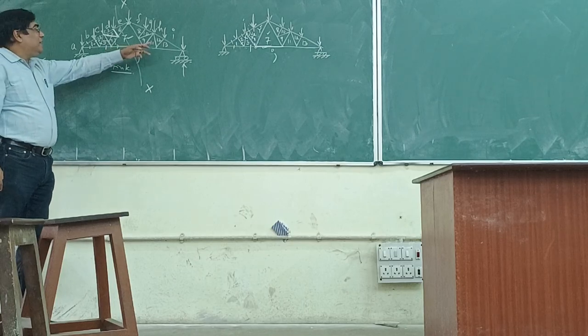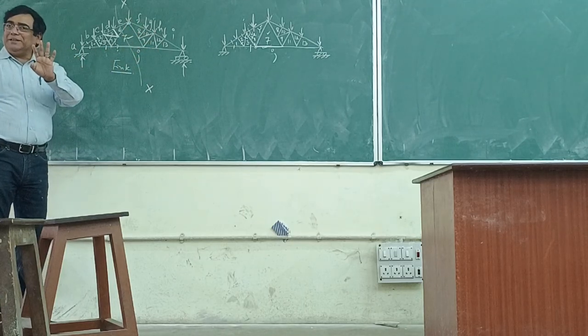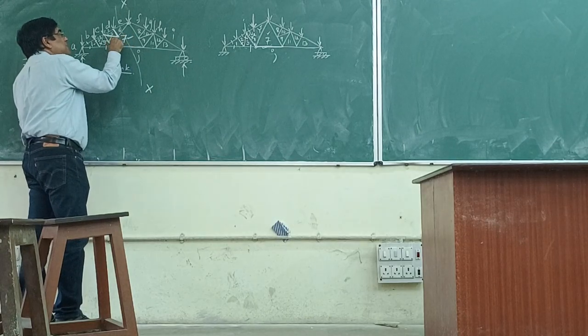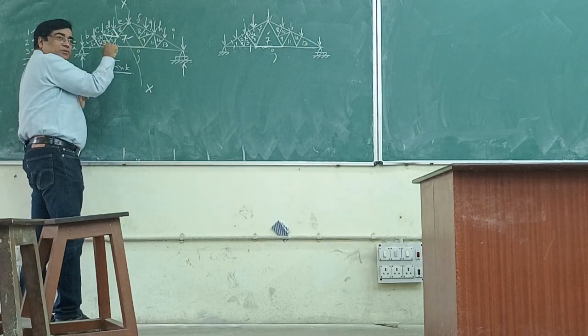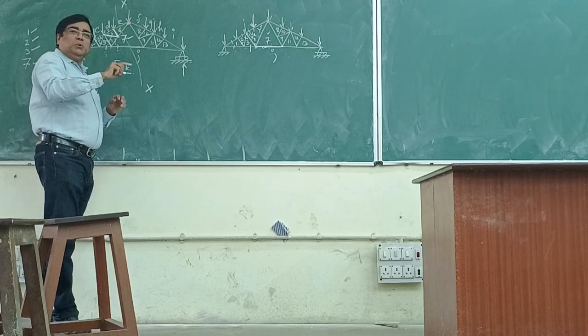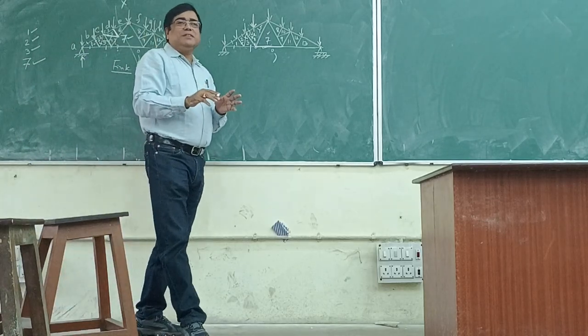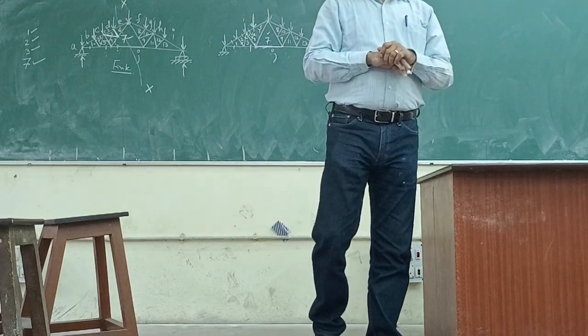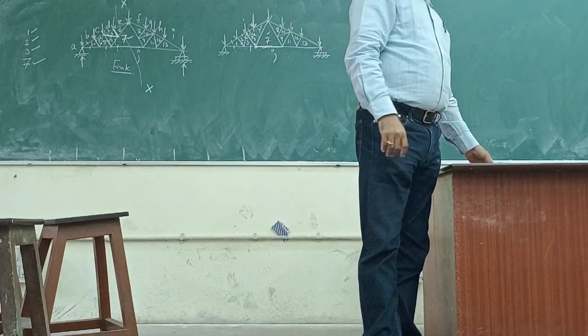You did not apply the trick for these members. Because when you know these vector spaces, this space is adjacent to many members. Once the space 7 is known, many of the bar forces get automatically solved. This is the trick. Do you have any questions?